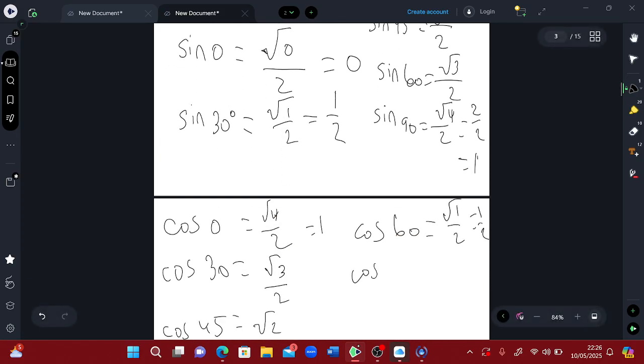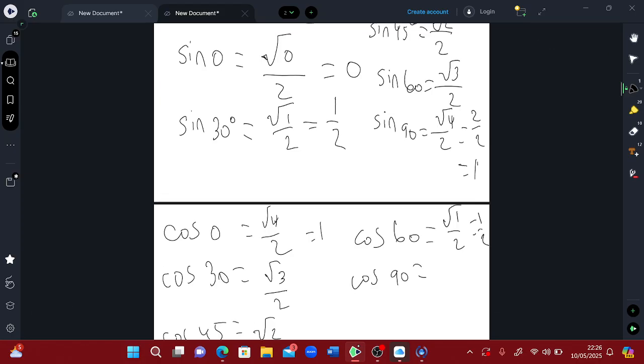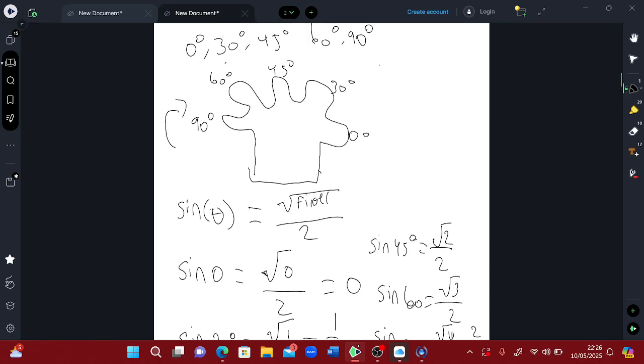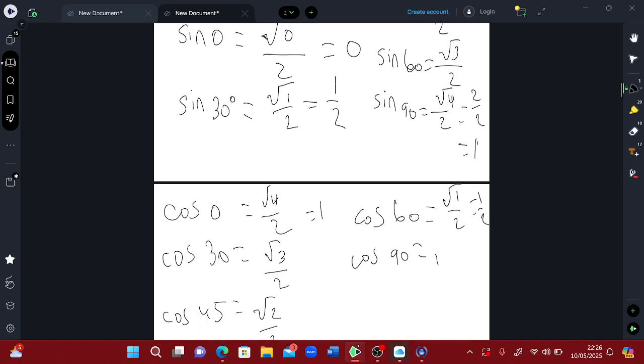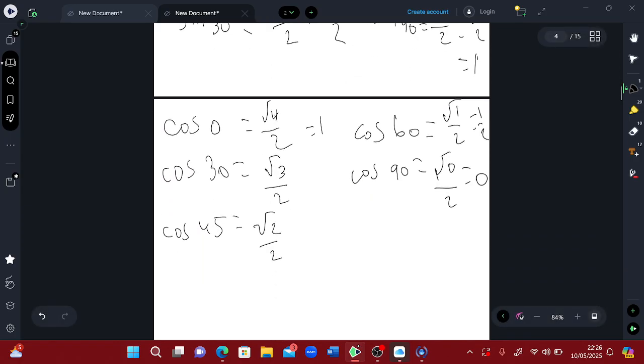And then cos 90, well, we haven't moved. So it's going to be root 0 over 2, which is just 0. And again, that makes sense with the graph, because the cos graph will look like this. So it starts at 1 at 0 this time, and then at 90, it reaches 0. And actually, if you want, you can use this to help you learn the graphs, to know where the key intersections are.